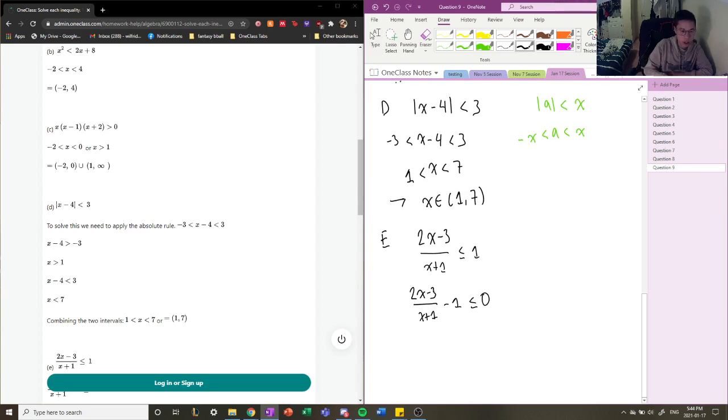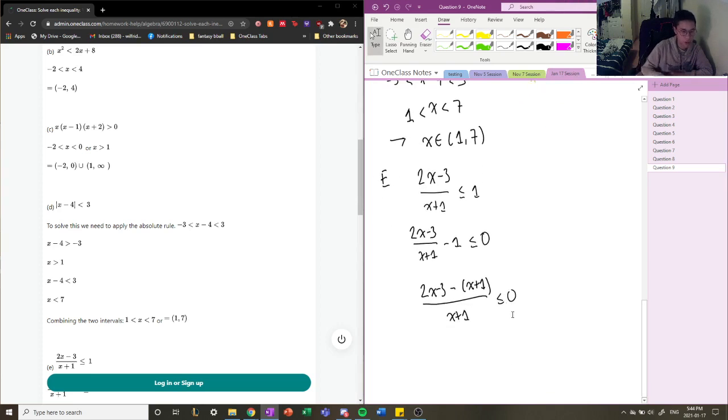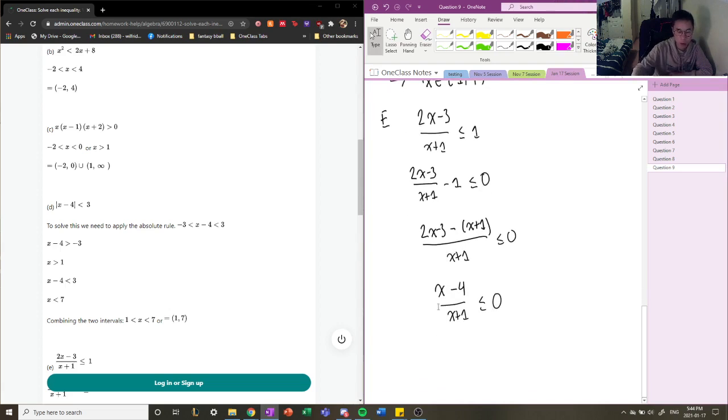So now we're going to include this all under one denominator. So we're going to have (2x minus 3 minus (x plus 1)) divided by (x plus 1) is less than or equal to 0. And we have here (x minus 4) divided by (x plus 1). Okay. So now we need to evaluate what values of x make this expression equal to 0, or in this case, equal to 0 or undefined, right?